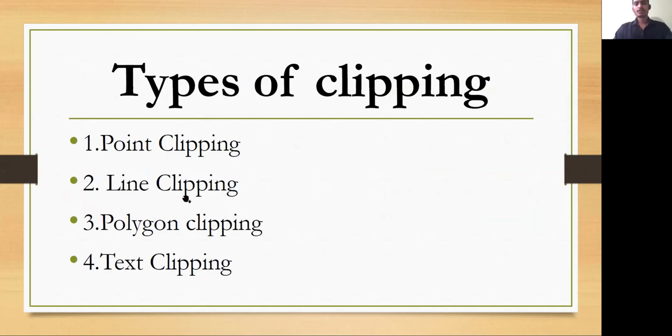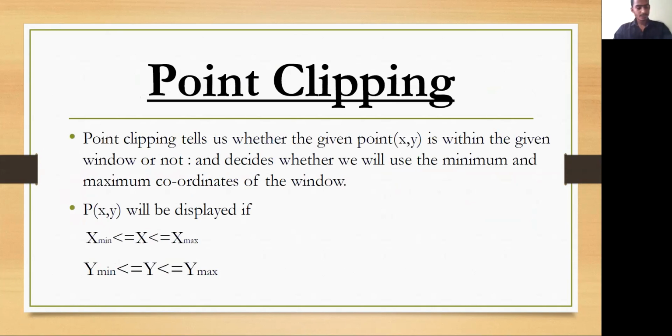First, we have point clipping. Point clipping just tells us whether a point lies inside the window or not. Like we have, say, any point.